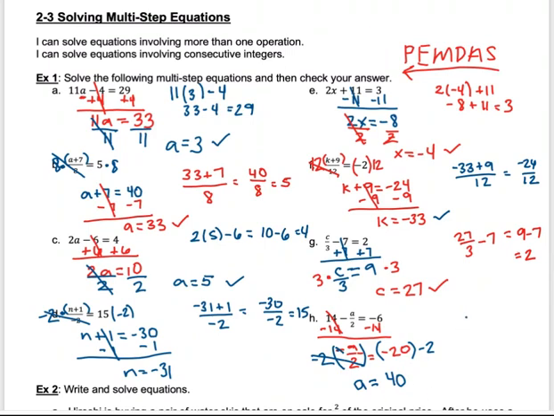Now I can plug this back in to check. I get 14 minus 40 divided by 2 equals, so I need to go ahead and do negative 40 divided by 2 is negative 20. So I have 14 minus 20, and that does give me a negative 6. So my answer is A equals 40.